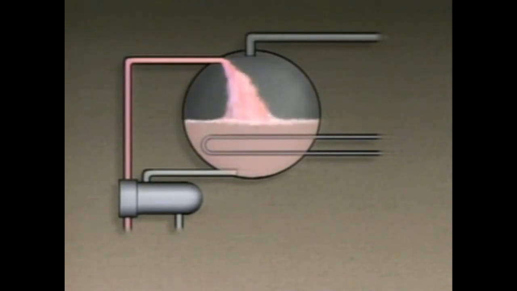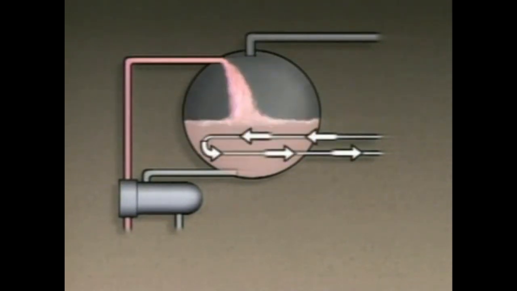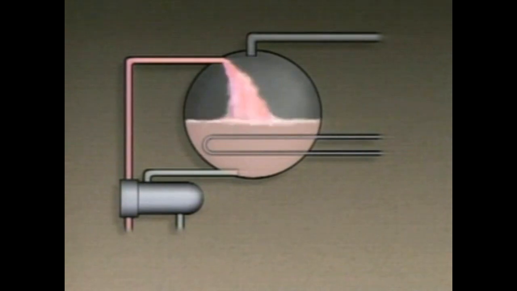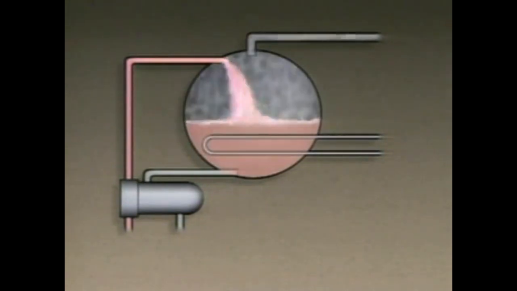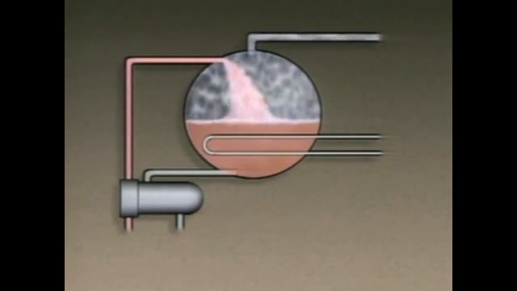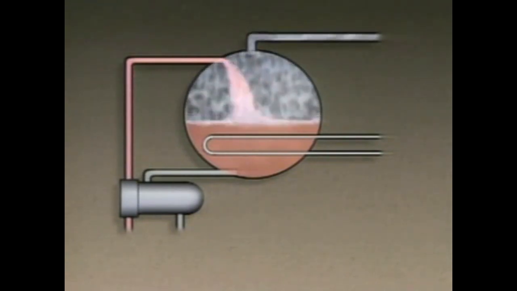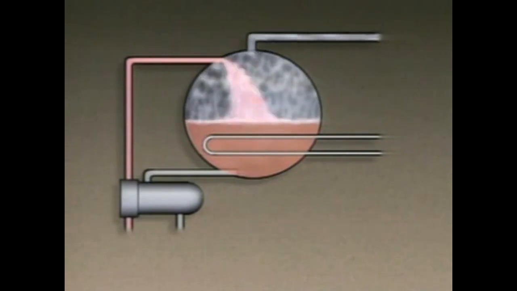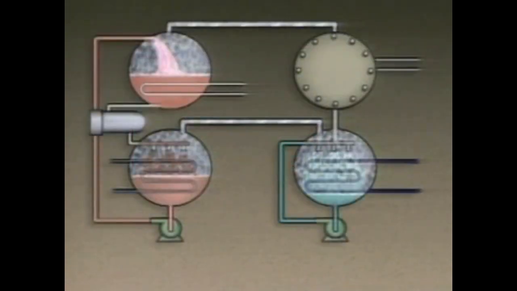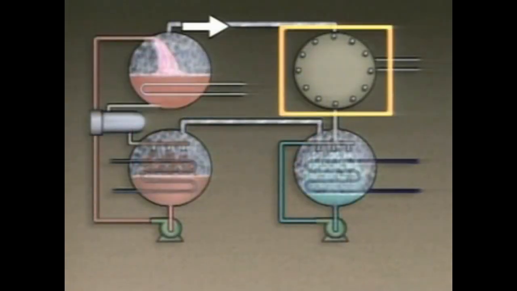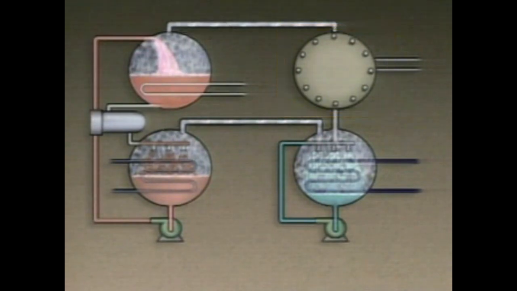In the generator, the weak absorbent is heated by steam passing through tubes. When the weak absorbent is heated, the refrigerant boils off, leaving the lithium bromide behind. This lithium bromide is called strong absorbent, since it has a strong ability to absorb refrigerant. The refrigerant that boils off in the generator is sent to the condenser. We'll see what happens there in a minute.